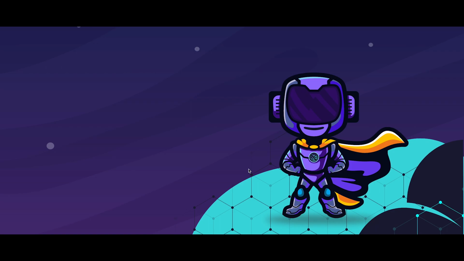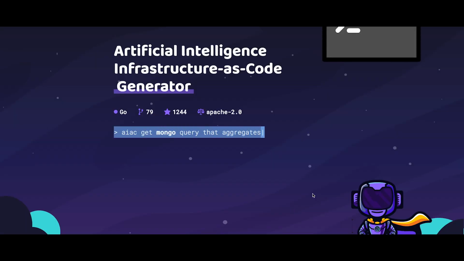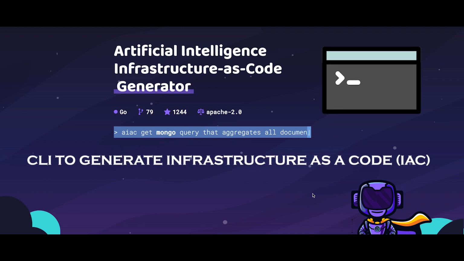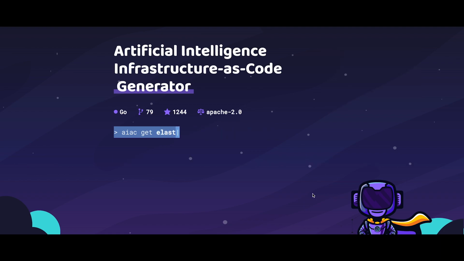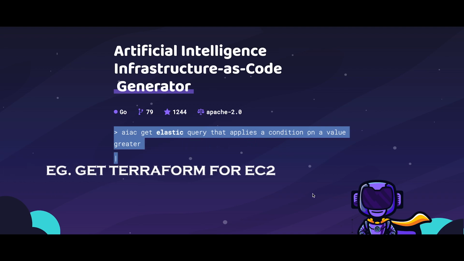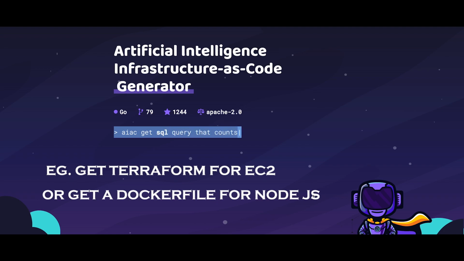Yes, you are right. And the tool is the Artificial Intelligence Infrastructure as Code Generator, which is written in Go and provided by Firefly. AIAC is a command line tool to generate IaC, infrastructure as code templates, configurations, utilities, queries, and more. And guess what? It uses OpenAI APIs. The CLI generates templates for different scenarios like getting Terraform for AWS EC2 or a Dockerfile for a Node.js application and a lot more.